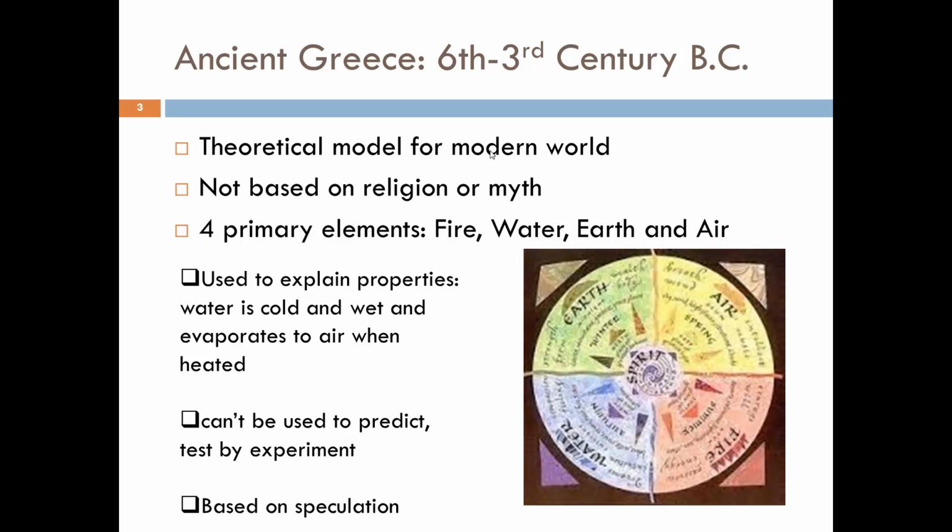In ancient Greece, 6th to the 3rd century before Christ, the theoretical model for the modern world came about. It was not based on religion or myth, and they had 4 primary elements: fire, water, earth, and air. They used it to explain properties, such as water is cold and wet, and it evaporates to air when it was heated. However, it can't be used to predict, nor could it be tested by experiment. It was all based on speculation.